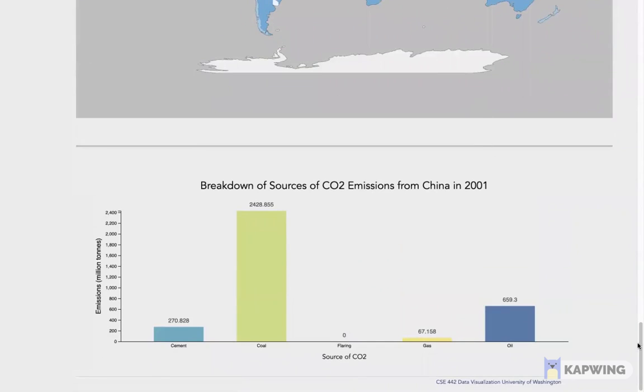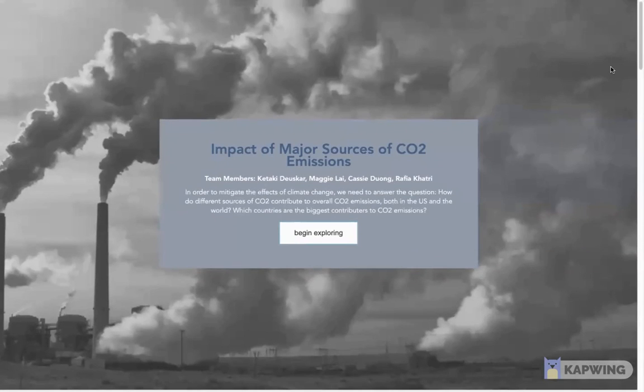Overall, our project visualizes the breakdown of CO2 emission sources and the rapid growth of CO2 emissions globally. It also reveals the top-heavy distribution of emissions amongst the countries of the world, with the top 5 emitters being responsible for a disproportionate majority of emissions worldwide.